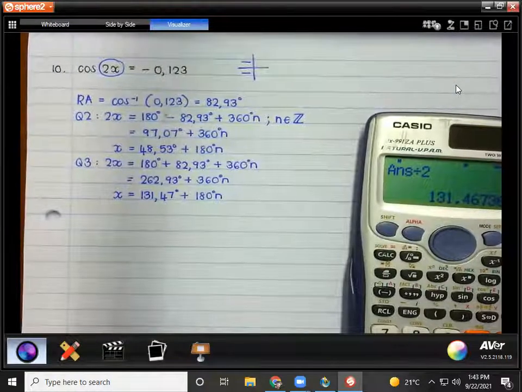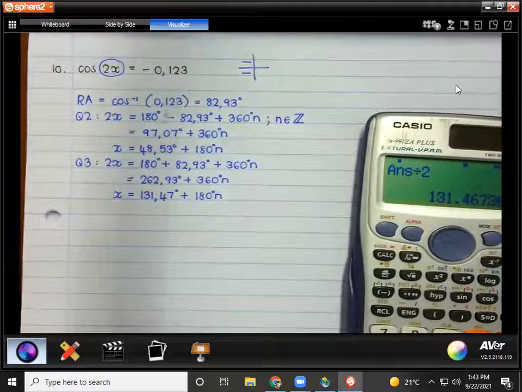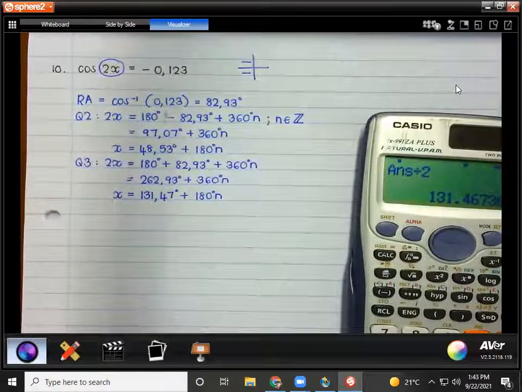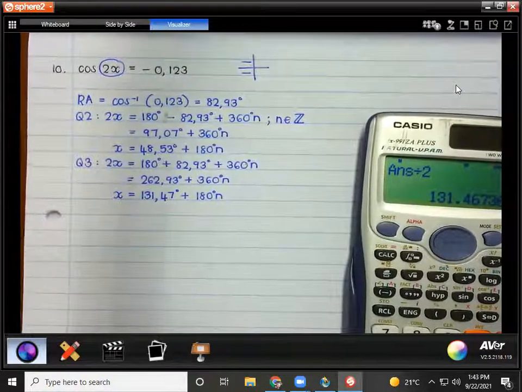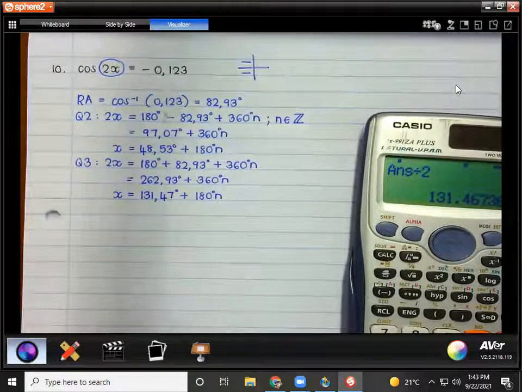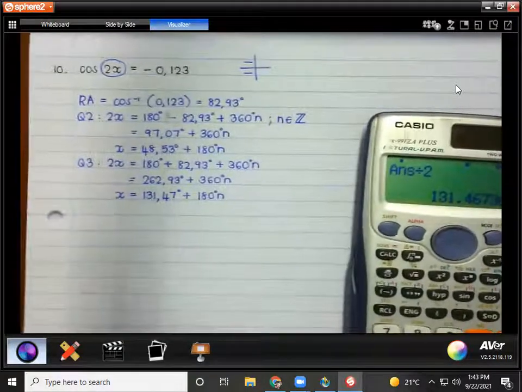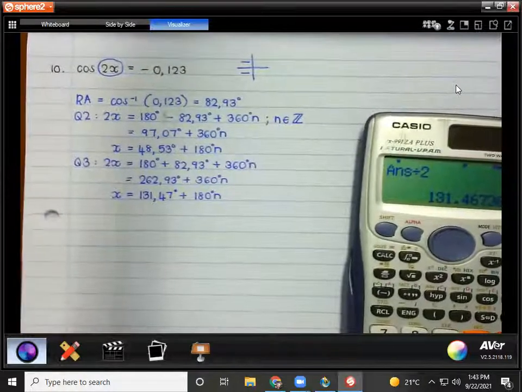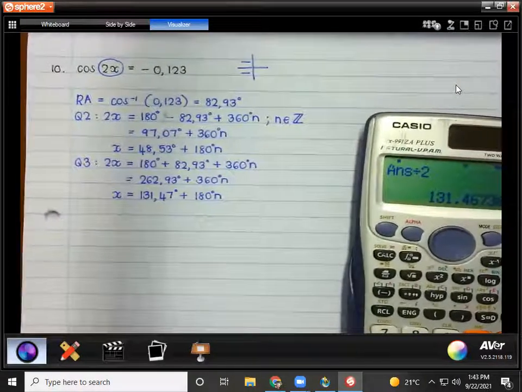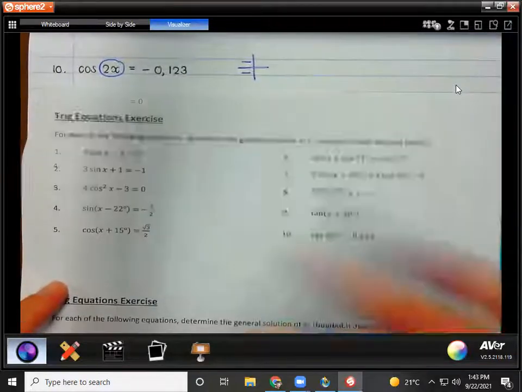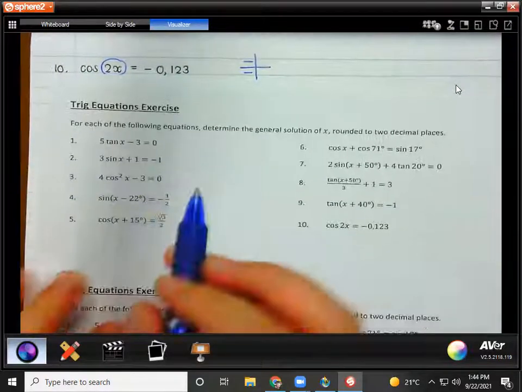Looking for this exercise quickly. I want us to look at exercise number 4. I'm not going to do it with you. You guys are going to do it for homework. But number 4. We'll leave number 3 for now.